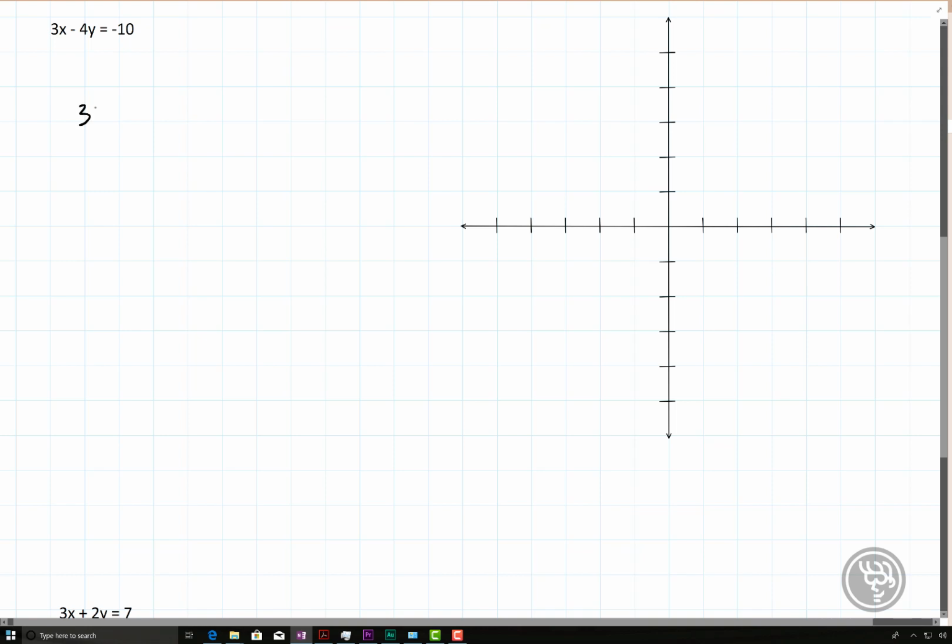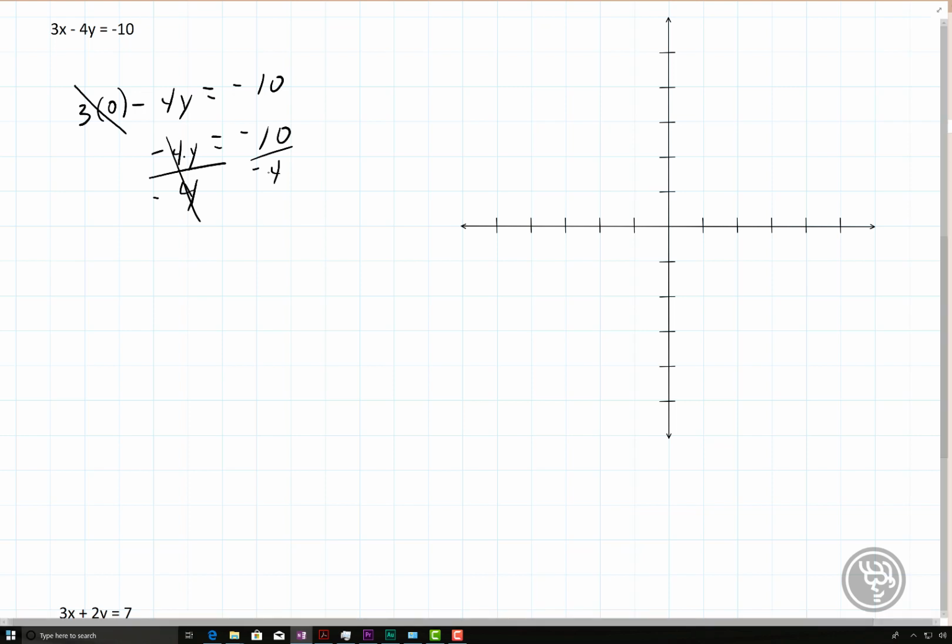So if we do that, 3 times 0 minus 4y is equal to minus 10. So again, this goes away, and you have minus 4y is equal to minus 10. Okay, this one's not going to look as pretty because we're going to have a fraction, but it's still the same concept, and that's why I picked it. So we divide this by 4, by negative 4, by the way. Okay, don't forget the negatives. Sometimes they will trip you up.